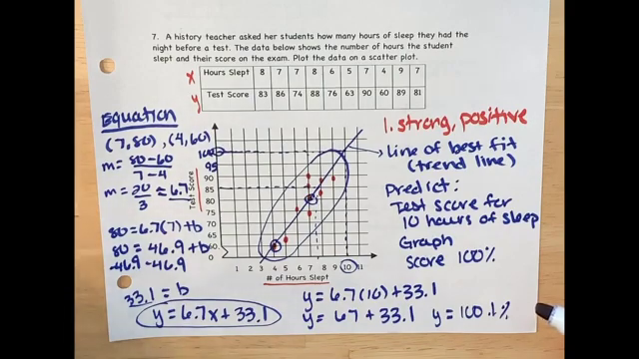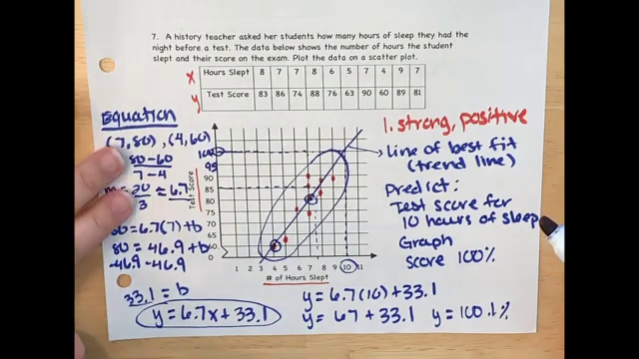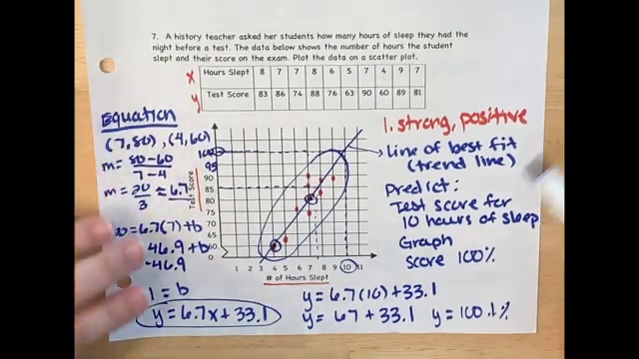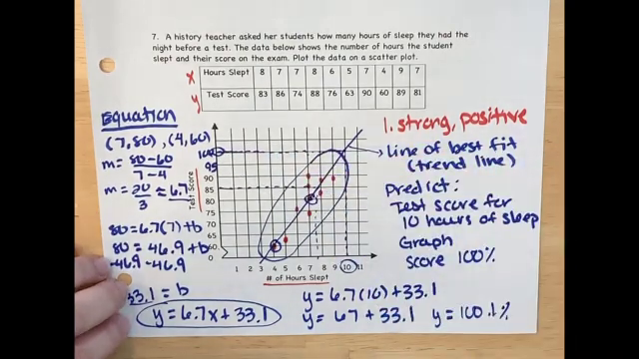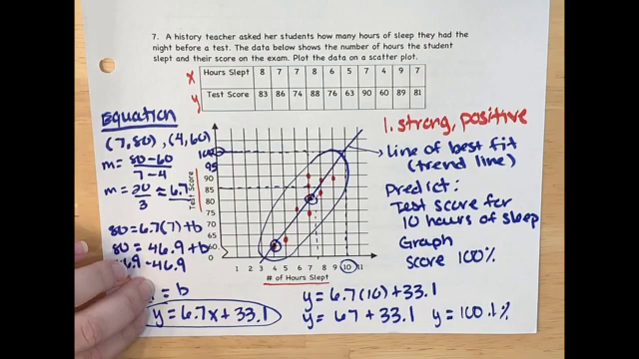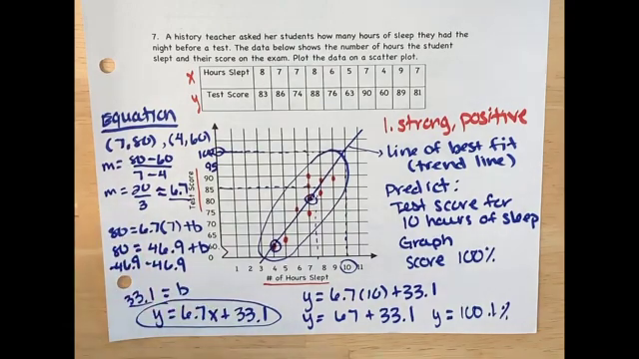So again, two ways you might be asked. If it doesn't ask you to write an equation, don't do it. But you can predict just by using the graph if you're given the graph. If you're not given the graph, I probably would use the equation unless it specifically asks you to.